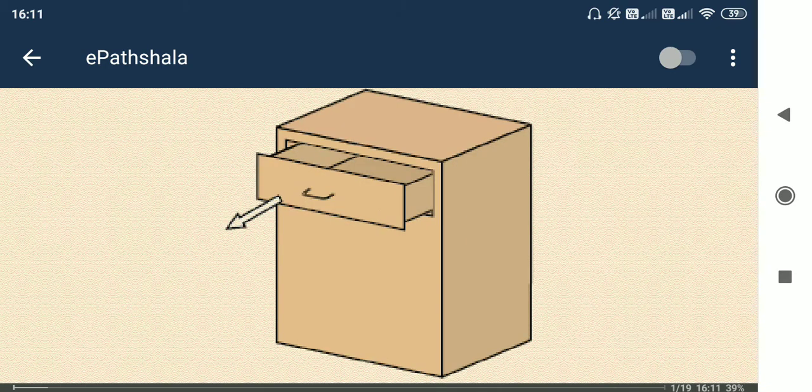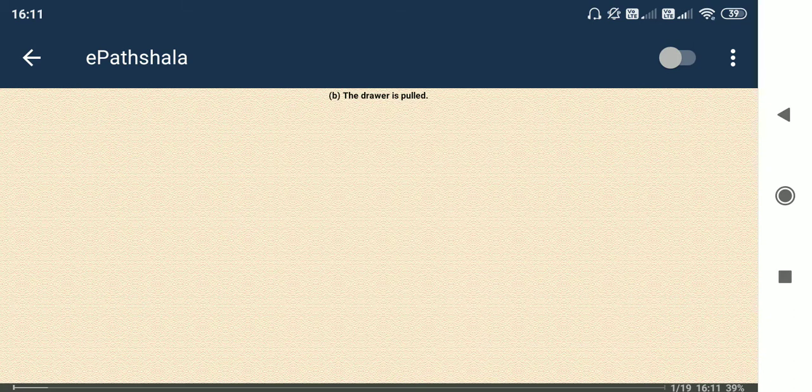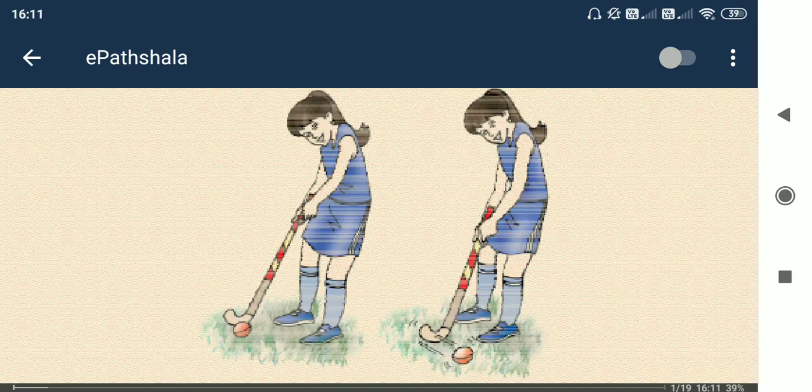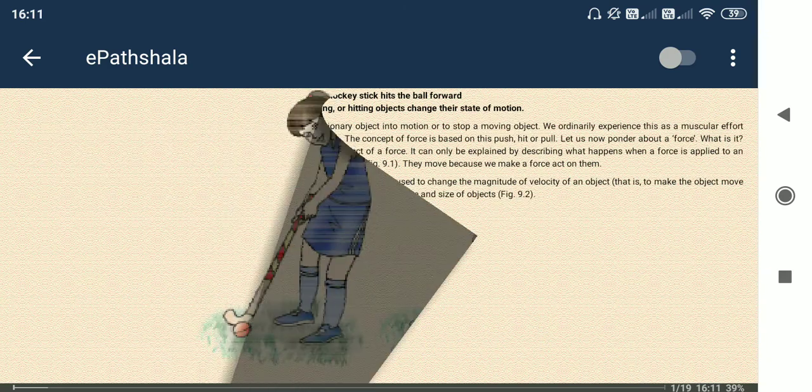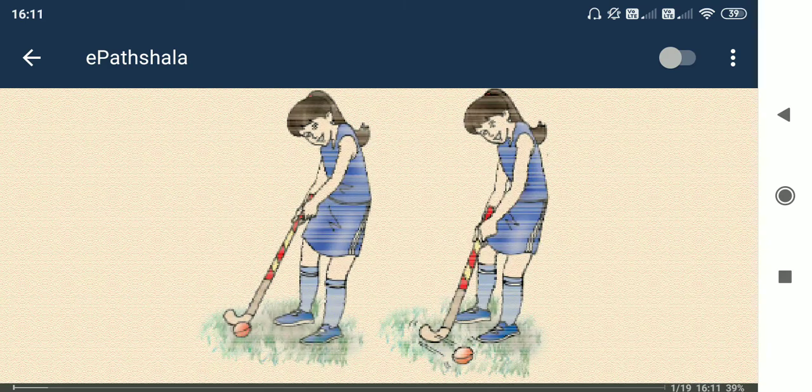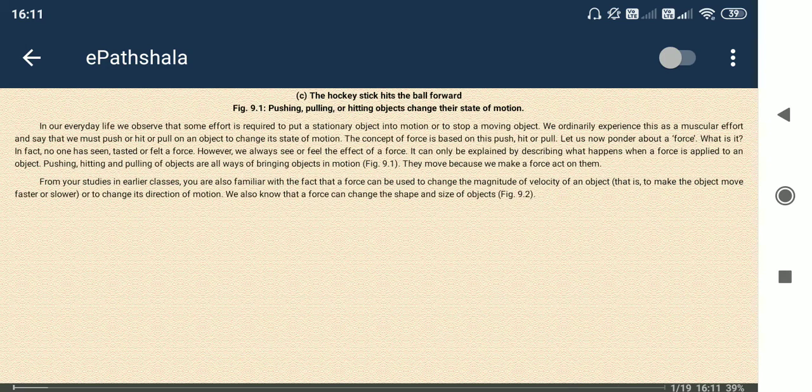Here you can see, when we take this out in the arrow direction, we apply force to take it out, right? So that is the force. Here you can see playing hockey, applying force on the ball and the ball moves, right? So these are all examples of force.